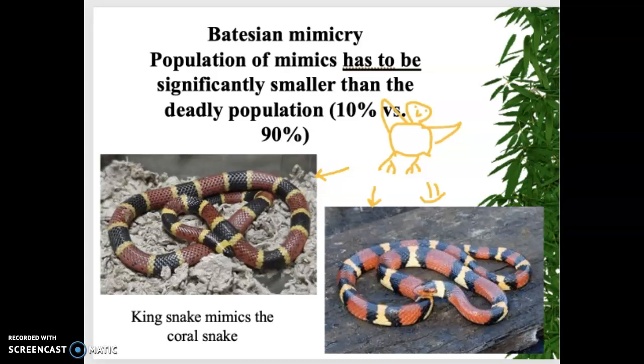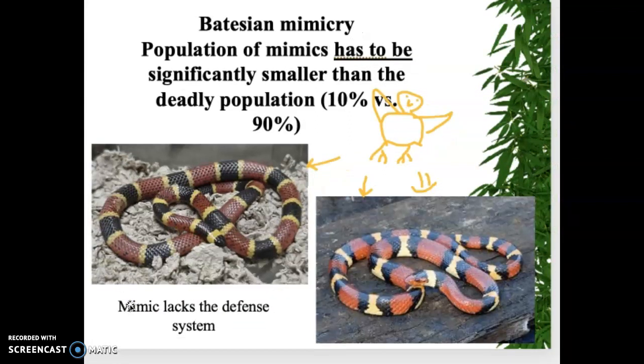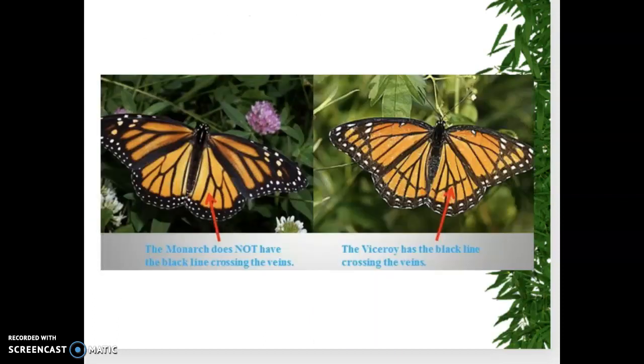So the key here is the population of mimics has to be significantly smaller, and the mimic, let me move this out of the way. Okay, so again, the idea of Batesian, you act all scary, but you're not really scary. So here's a great Illinois example, Monarch and Viceroy. Now the Monarch has the defensive mechanism.